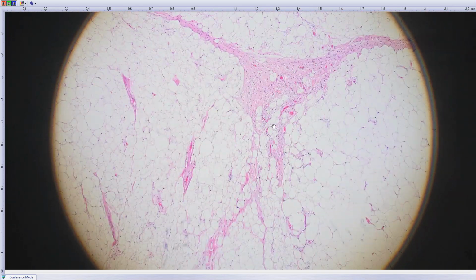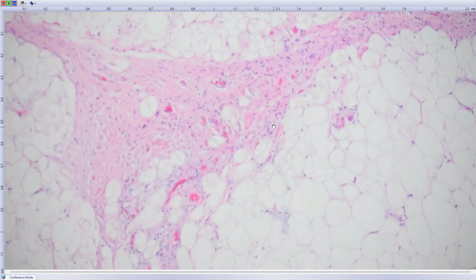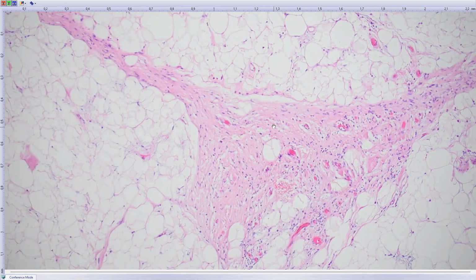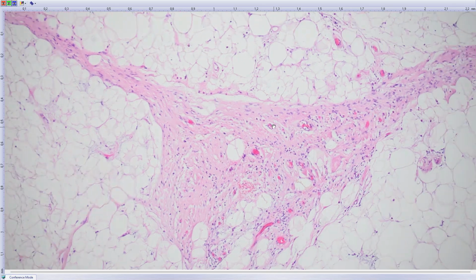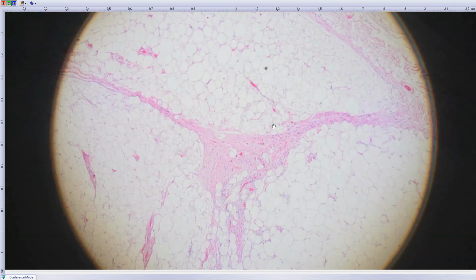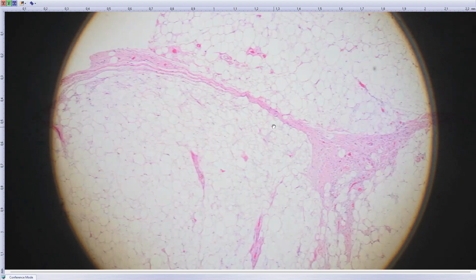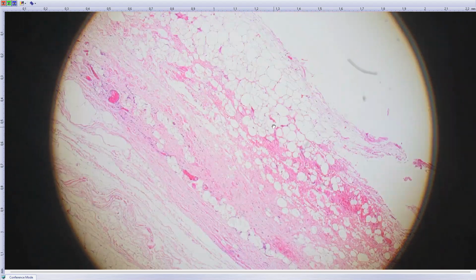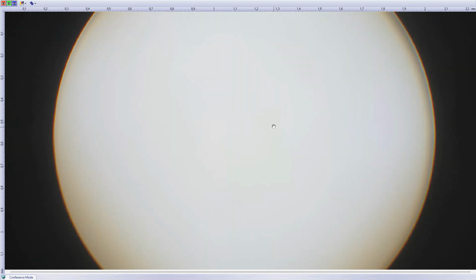Ropey collagen fibers, for example here. If you do CD34, this will be diffusely positive in these stromal areas, and if you do retinoblastoma protein, the spindle cells will have loss of expression.